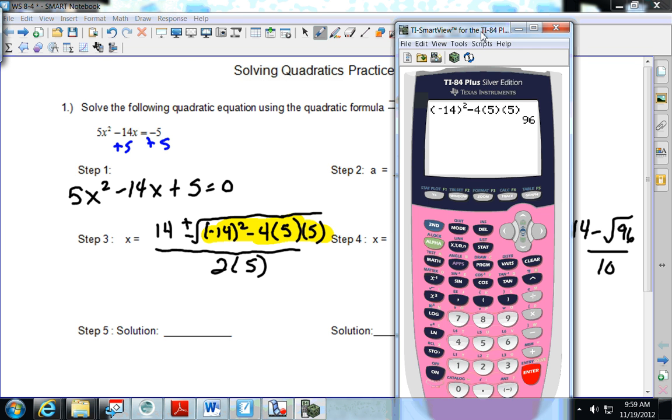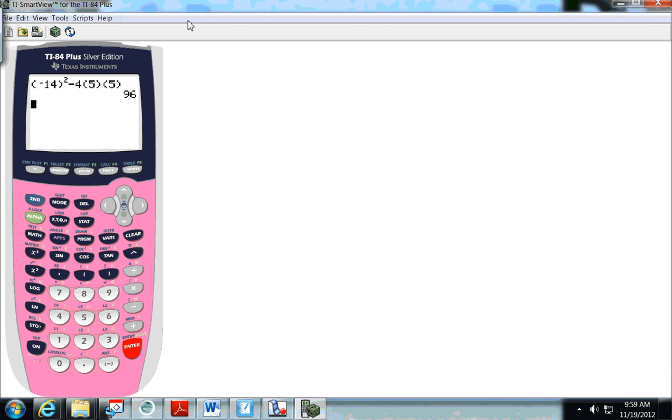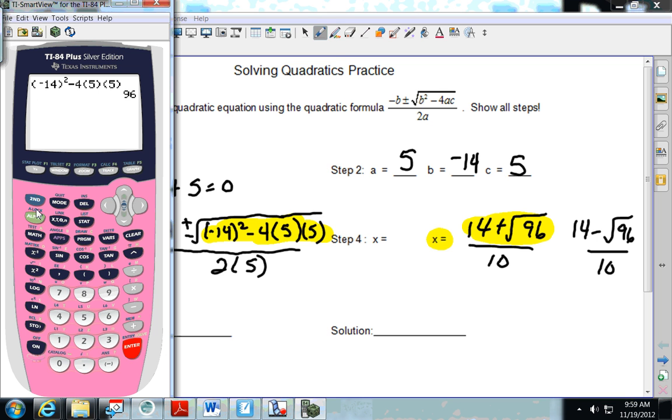So as I come over here, I'm going to have 14 plus the square root of 96. Press enter. Divide by 10. You should get 2.78. The 7, or I'm sorry, 2.38. Sorry, 2.38. That's because that 7 rounds up.